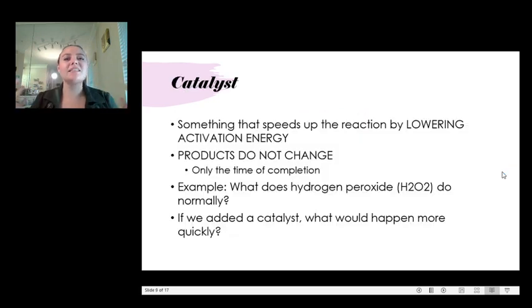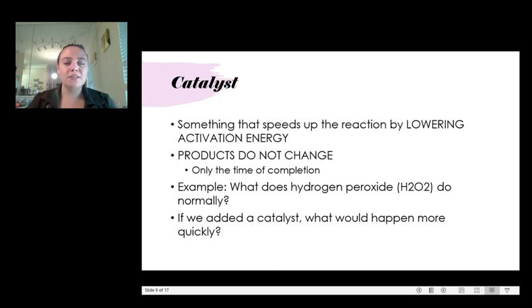We have a catalyst in yeast, something that speeds up the reaction by lowering the activation energy. So the catalyst makes it so that the molecules don't need as much energy to react. So you can have reactions at a lower temperature. The products don't change, only the time of completion. So you're going to get the same thing, it's just going to get you there faster.